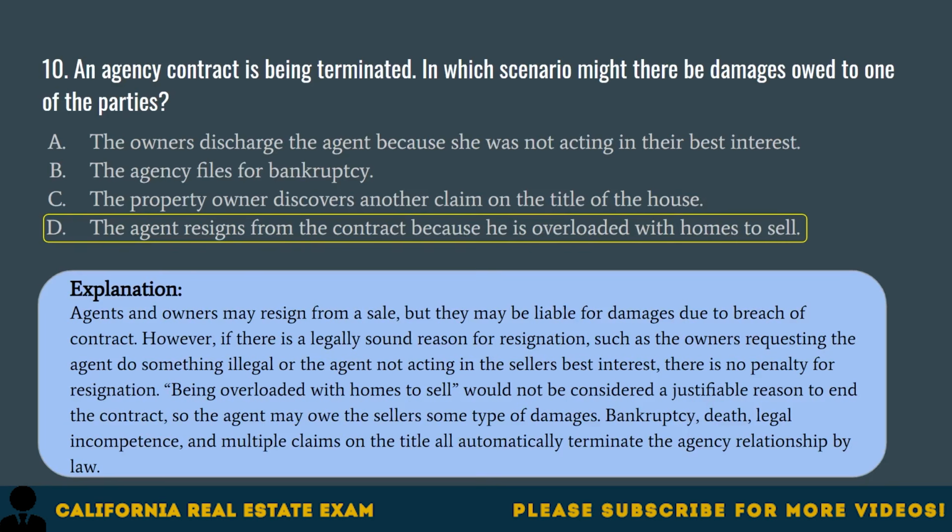Agents and owners may resign from a sale, but they may be liable for damages due to breach of contract. However, if there is a legally sound reason for resignation, such as the owners requesting the agent do something illegal or the agent not acting in the seller's best interest, there is no penalty for resignation. Being overloaded with homes to sell would not be considered a justifiable reason to end the contract, so the agent may owe the sellers some type of damages. Bankruptcy, death, legal incompetence, and multiple claims on the title all automatically terminate the agency relationship by law.